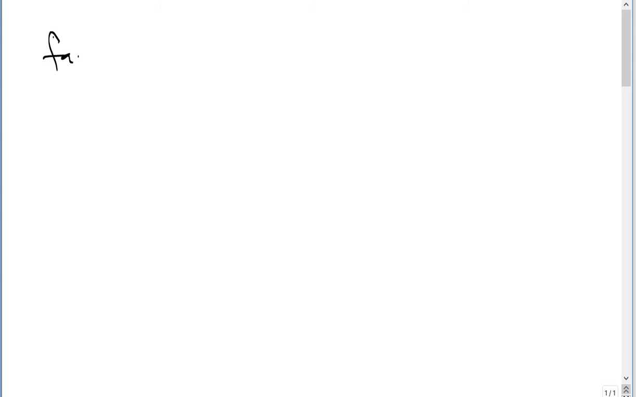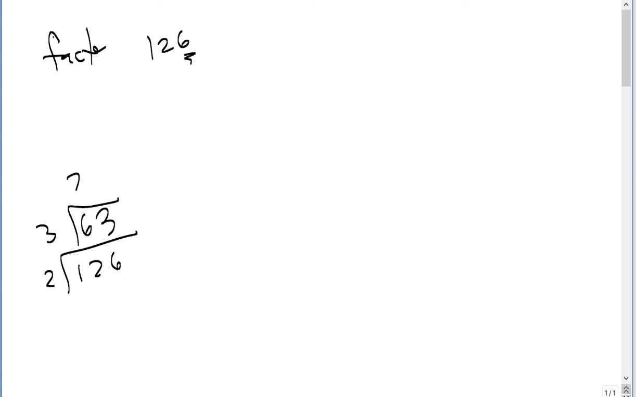But if someone says factor 126, you think, okay, that last digit, it's divisible by 2 but not by 5. So 126 can be divided by 2, and it goes 63. I'm doing sort of a shortened version. And then 63, not divisible by 2, but 6 plus 3 is 9. It's divisible by 3. So you divide by 3, and you get 21. And 21, 2 plus 1 is 3. It's still divisible by 3.